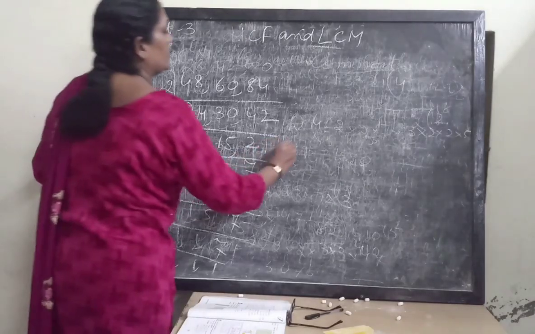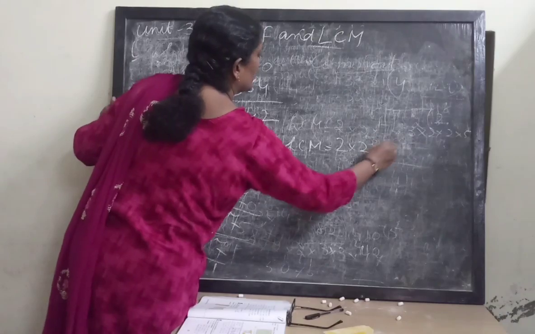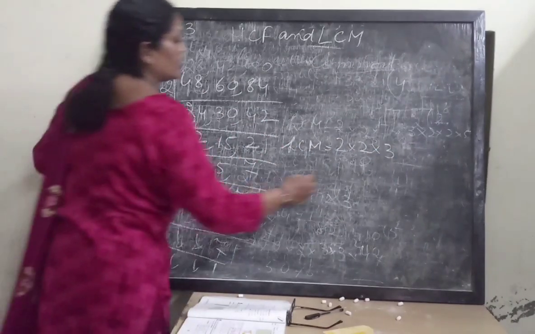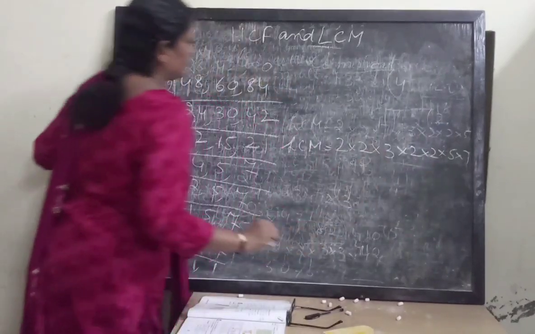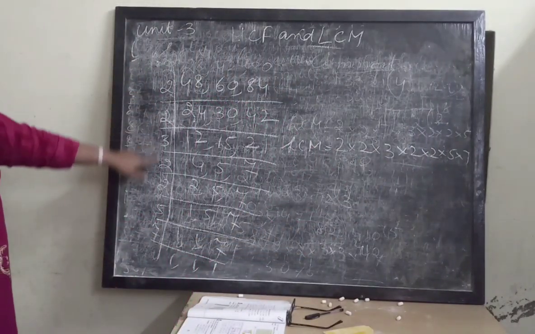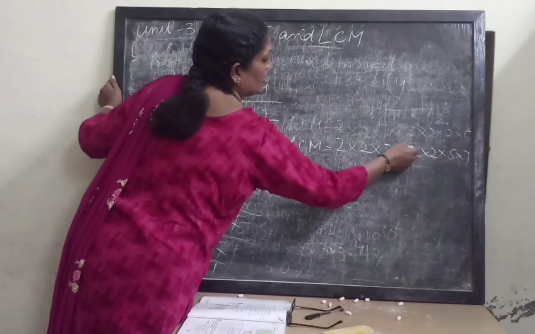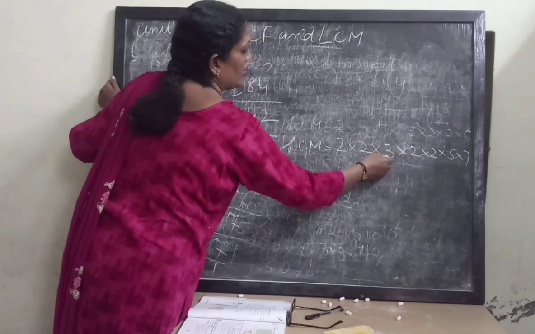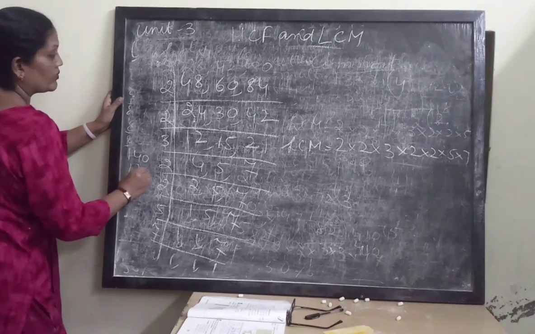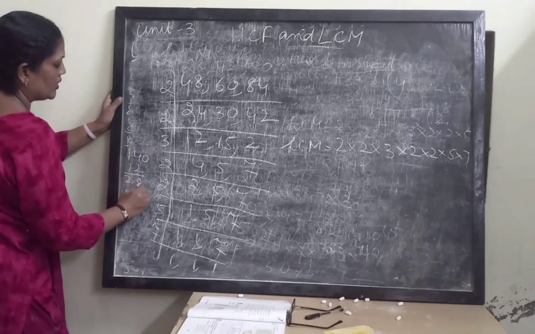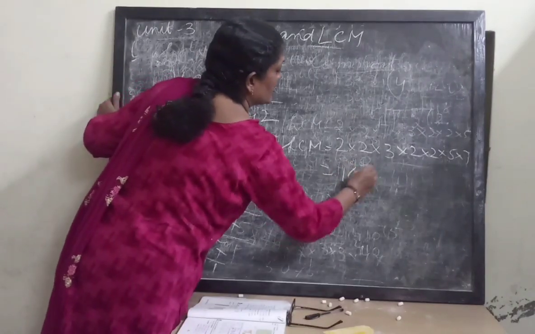So what is the LCM here? 2 into 2 into 3 into 2 into 2 into 5 into 7. Got it, students? You have to multiply all these numbers. 7 5s are 35. 35 2s are 70. 70 2s are 140. 140 into 12 is 1680. Again, 1680.